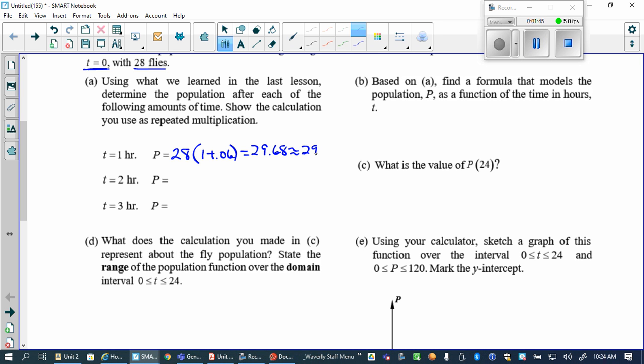So anyway, after 2 hours, what's our new starting amount? 29 flies times 1.06 again, right? And what do you get, approximately, to the nearest whole fly? 30 flies, okay. And now for the third hour, we've got a new starting amount, 30, times itself and 6% of itself again.